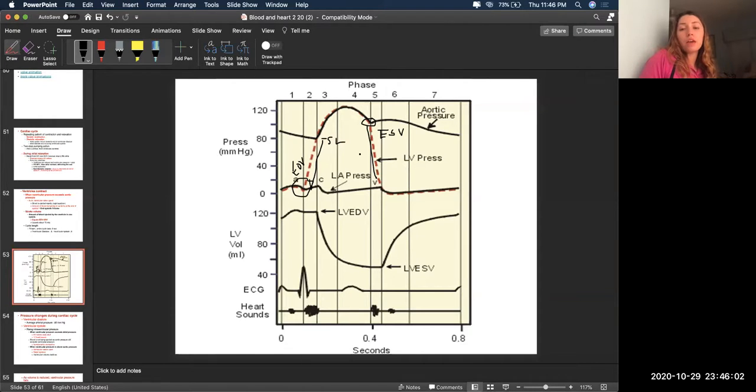After this phase, you see how the atria are rising in pressure? It's because the atria are filling with blood from the superior and inferior vena cava. Once it reaches about here, the atrial pressure goes so low that it goes below the ventricular pressure very slightly, and the AV valve opens, and that allows for the ventricles to fill with blood.